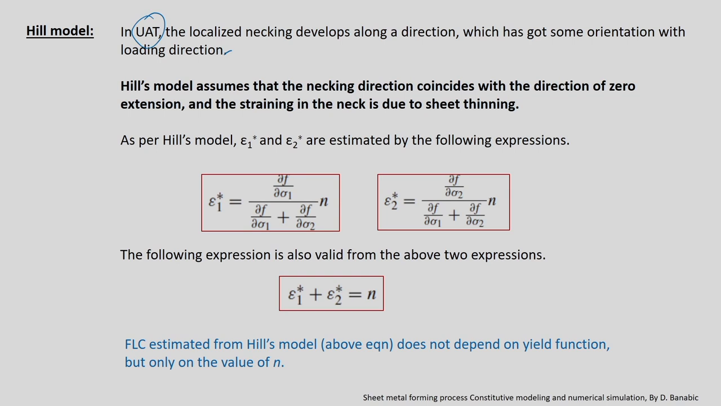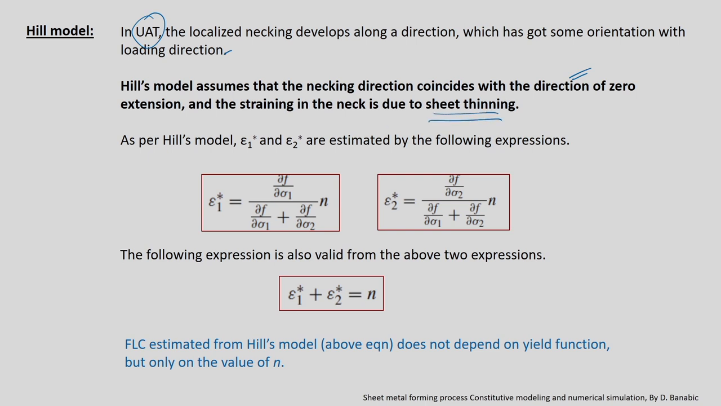At that time we showed that there is a definite theta existing for the uniaxial mode of deformation. I think we put alpha as one particular value, and then we got theta. Similarly, we did it for plane strain also. So, localized necking develops along a direction which has some orientation with the loading direction. But Hill's model assumes that the necking direction coincides with the direction of zero extension and that straining in the neck is due to only sheet thinning.